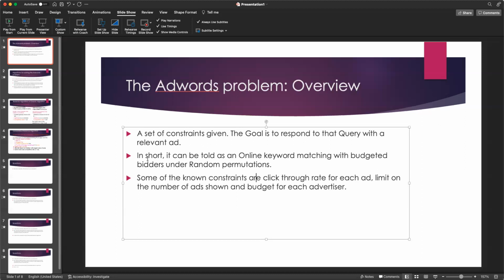In our AdWords problem, the overview is that a query is sent from the user to the server. That means when a user is searching for something, what are the results which are shown to the user? That is the goal. So the goal is to respond to that query with a relevant ad. It can also be called online keyword matching: if you're searching something in Google, you'll be giving some keywords, and based on those keywords also, ads will be shown to you.